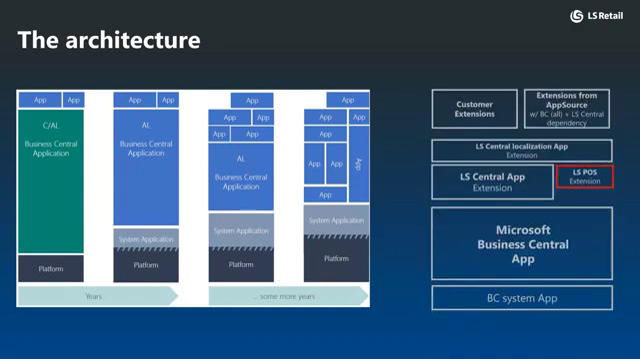So regarding the LS Central solution, that is an app that depends on Business Central, and on top of that, we have other extensions like the localization, and then there will be customer extension apps and possibly others from AppSource, etc. Now the POS in this picture is a part of the LS Central app today, but it will be a separate extension like shown on that picture that will include the core part of the POS code.